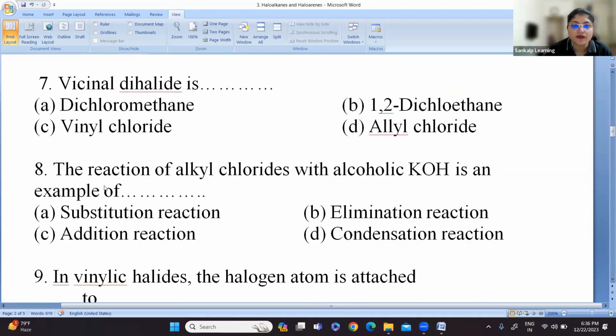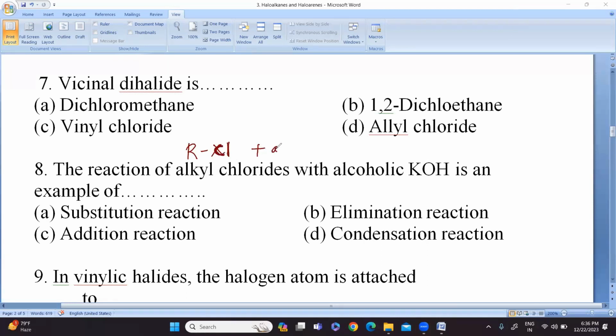The reaction of alkyl chlorides with alcoholic KOH is an example of which reaction? I'll take alkyl chloride as RX, or as RCl, when you react it with alcoholic KOH. So what is the example? A, substitution reaction? B, elimination reaction? C, addition reaction? And D, condensation reaction?